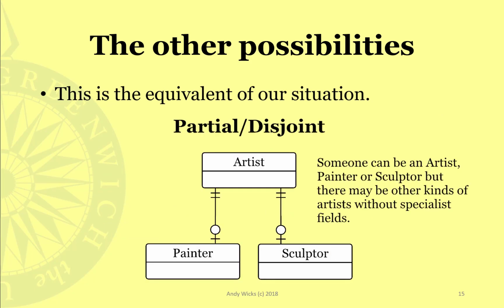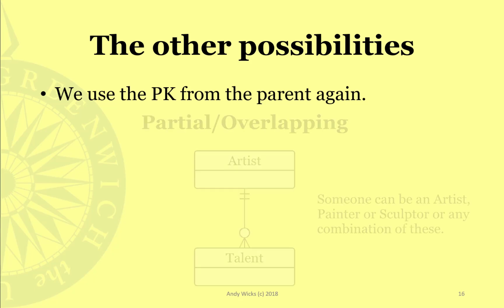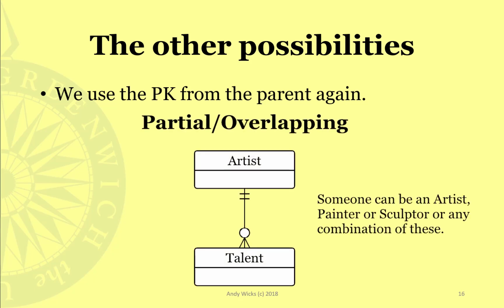Someone can be an artist, or they could be a painter, or they could be a sculptor, or there may be other kinds of artists as well that don't have specialised fields. This is what we have. We use the primary key from the parent in that possibility, and we use the primary key from the parent again if we have partial overlapping. So for partial overlapping, someone can be an artist or a painter or a sculptor or any combination of these.